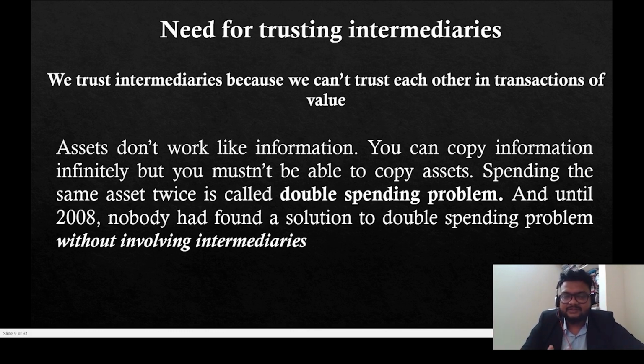So suppose in the previous example, we have seen that Bob has sent $100 to Murphy. He should not be able to write another entry into the ledger that he is spending the same $100 to Lindy. Then that will be a double spending of the same $100. It has been called famously the double spending problem. And until 2008, nobody had found a solution for double spending problem. That is without involving the intermediaries.